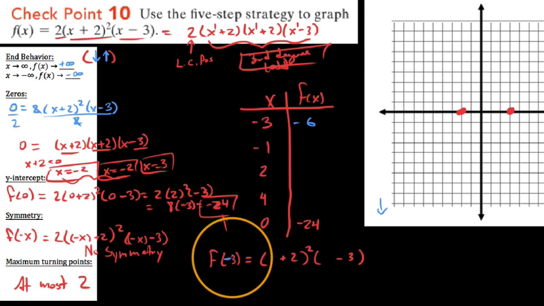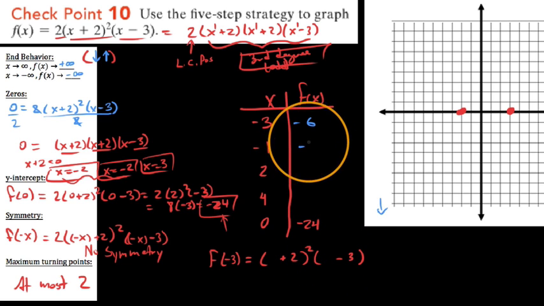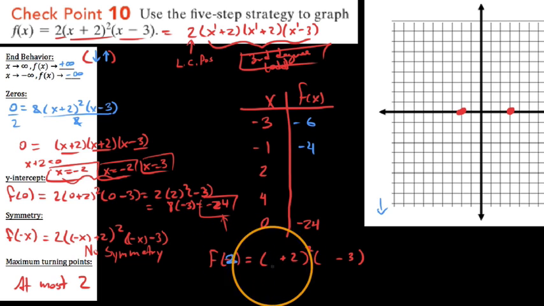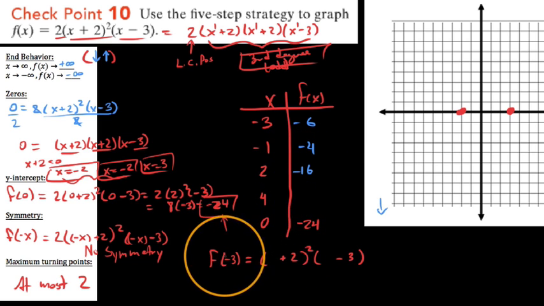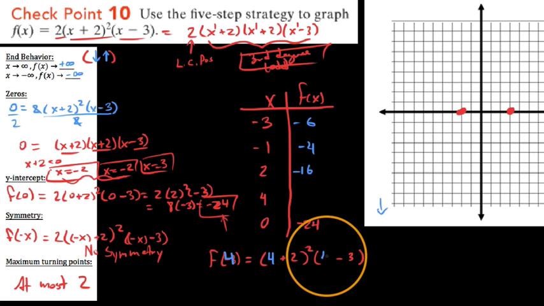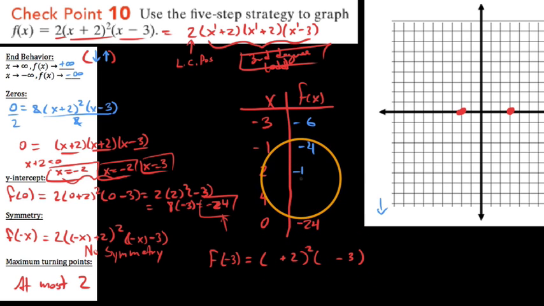Now if we plug in a negative 1 next, I'm going to get a positive 1 squared, which is 1. And over here I'm going to get a negative 4. So 1 times negative 4 is a negative 4. When we plug in a positive 2, we get 4 squared, which is 16. 16 times a negative 1 is a negative 16. So I'll put that here, negative 16. And then we plug in a 4. So 4, 4, 4. I'm going to get 6 squared, which is 36. 36 times a positive 1 is 36.